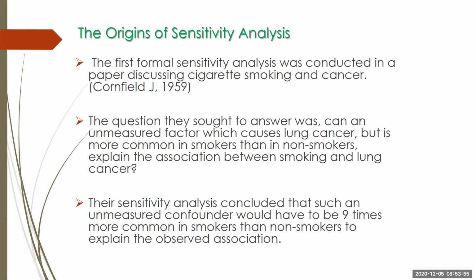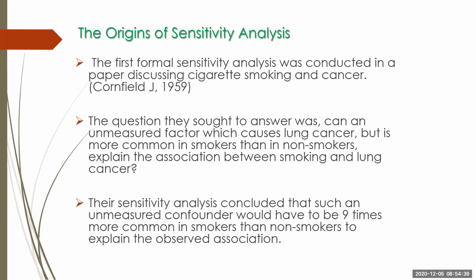The first sensitivity analysis for omitted confounders was conducted by Cornfield in 1959. It had to do with research that was going on then about the effects of cigarette smoking on cancer. You couldn't do an experimental design about cigarette smoking because it's unethical. So a lot of non-experimental research was done, and it was important to check for the sensitivity of those results. The question was, can an unmeasured factor which causes lung cancer, but is more common in smokers than non-smokers, explain the association between smoking and lung cancer?